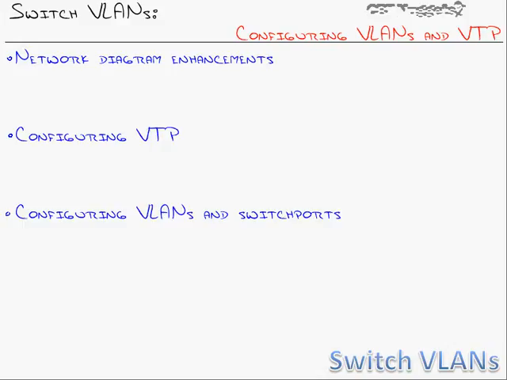All right, we've talked a lot about the concepts. Let's hit the configuration. We're now going to walk through the configuration of VLANs and VTP. First off, looking at the network diagram enhancements because we have added some switches to the network. And then we'll walk through step by step, setting up trunks, setting up VTP, getting the replication happening between our switches, adding VLANs, and assigning the ports to the VLANs.